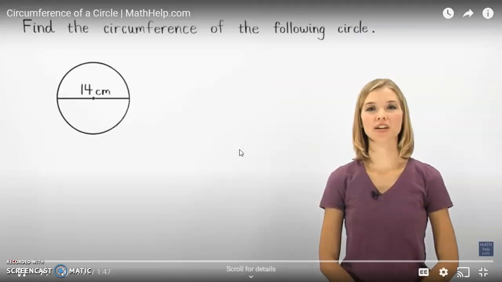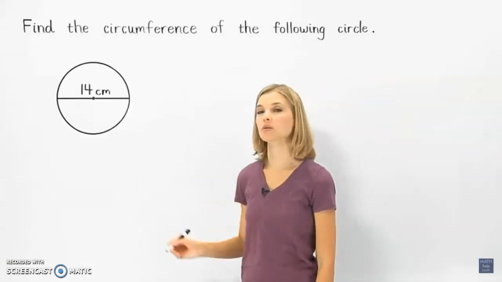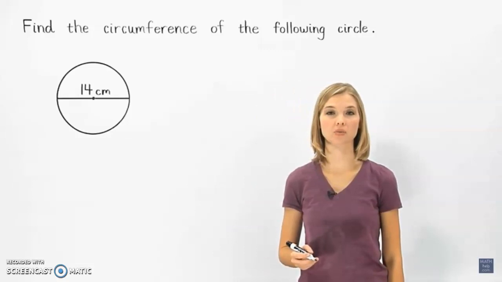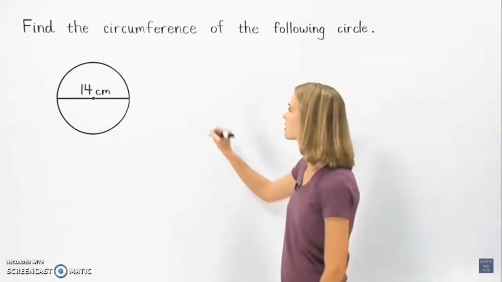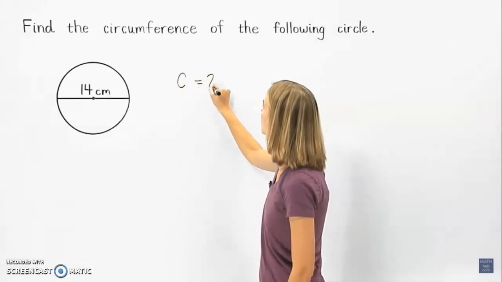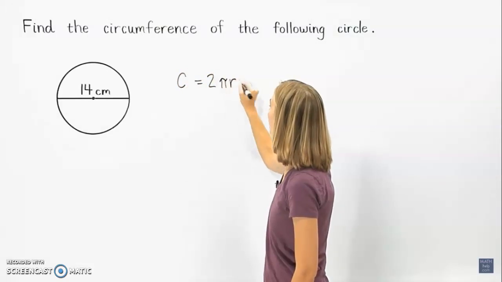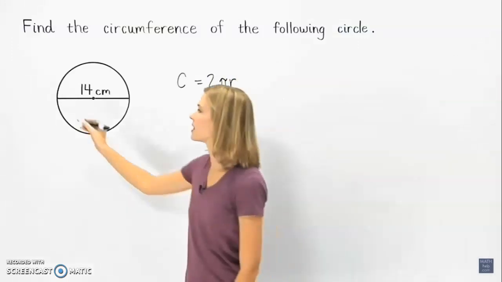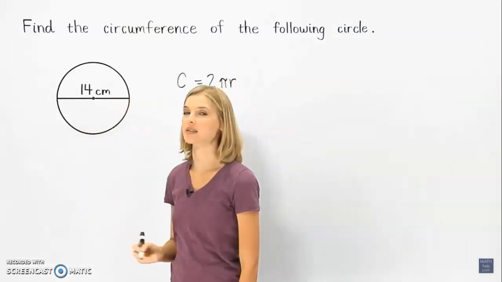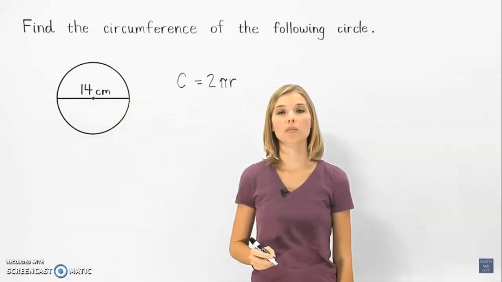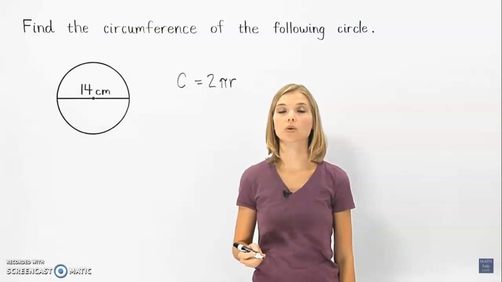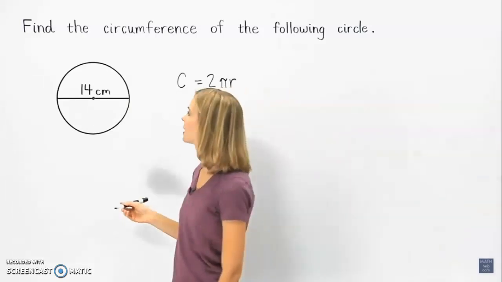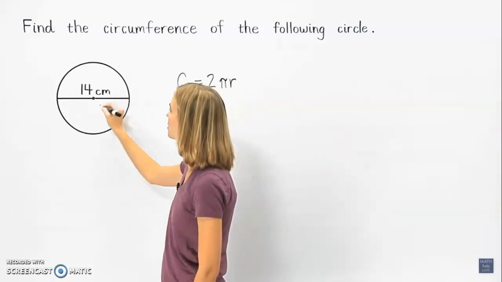To find the circumference, the radius equals 2 pi r. So the radius of the circle shown is equal to half of 14 centimeters.